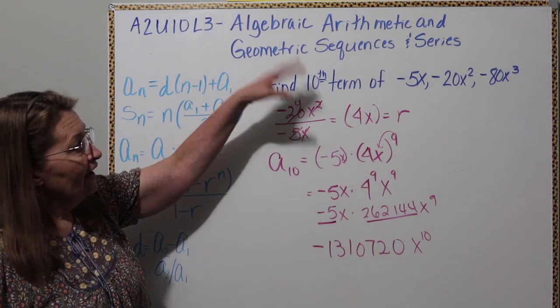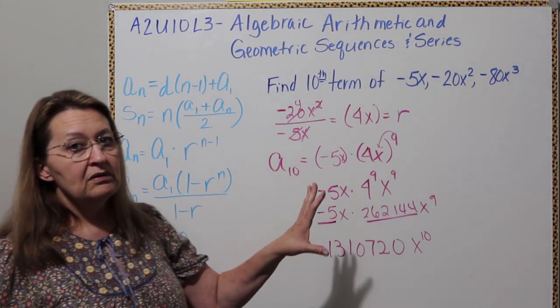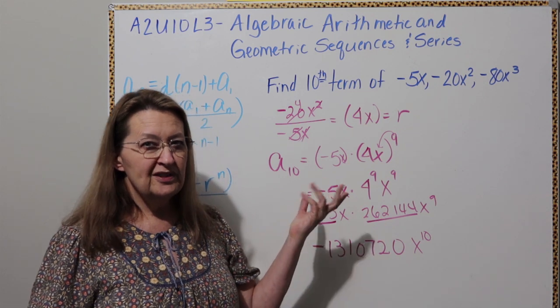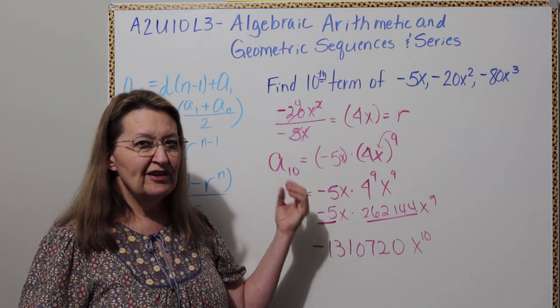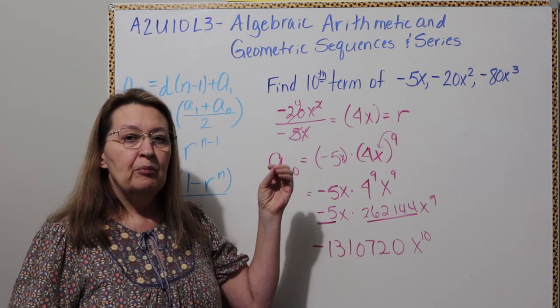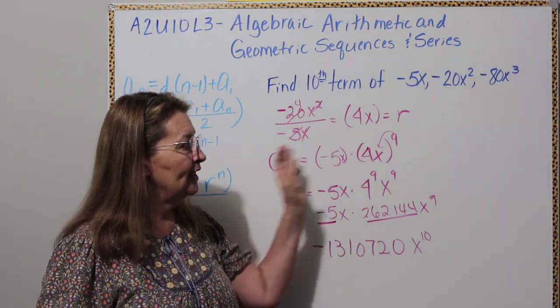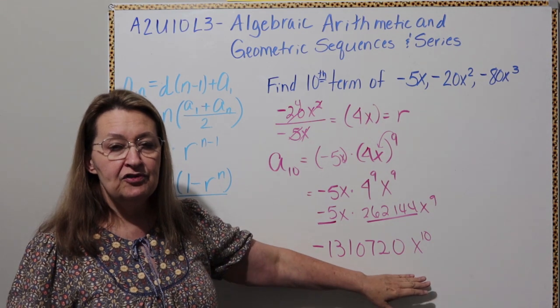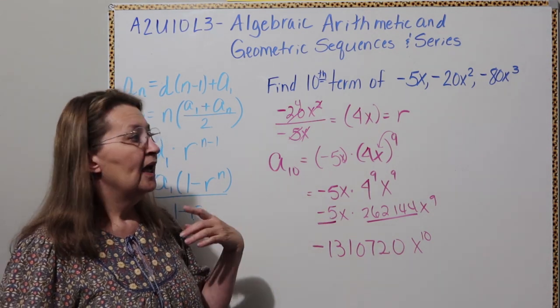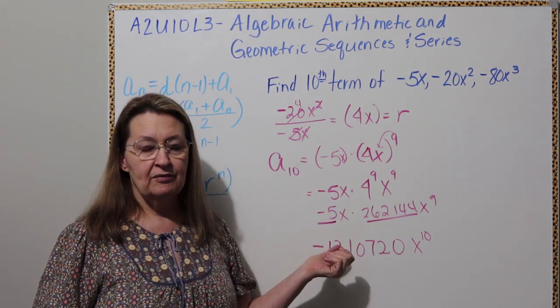So you see, the algebraic ones really weren't any more difficult. It was just a little different, especially finding your d and your r. But use your steps, go by what you know you should do, and simplify using all your rules for exponents and your rules for combining like terms.